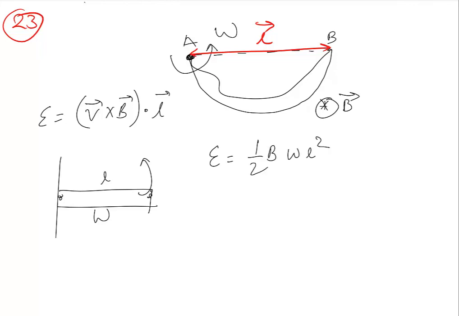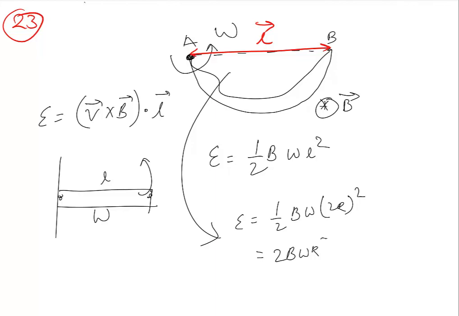So we can apply the same thing here, and we can say that in this case also EMF generated is half into B omega, L will be 2R in this case, squared. So that will give us 2B omega R squared. That is option number B.